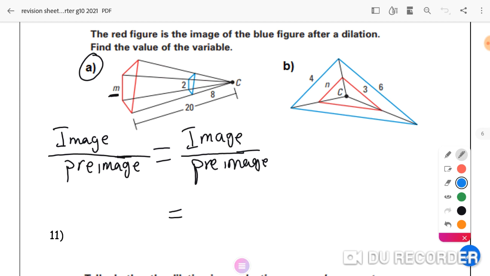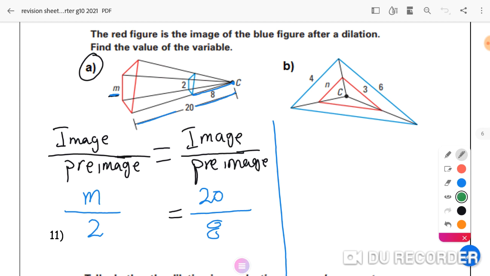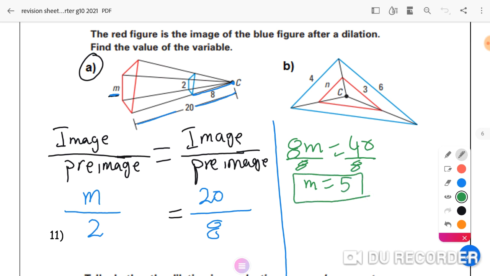relationship. So here, guys, we have the red figure is the image. So since we have to find out the value of M, so M over the corresponding side in the original figure, which is 2, must equal the image length from the center of dilation to the image, which is 20, over the pre-image length, which is from C to the pre-image, which is 8, and by cross multiplication you find out 8m equals 40, and by dividing by 8 both sides you will find out m equals 5. So the required is 5.